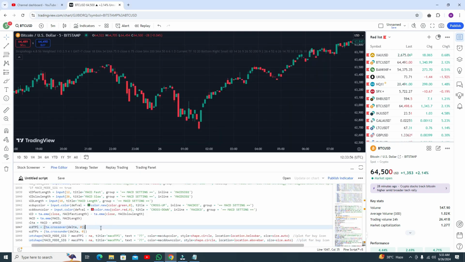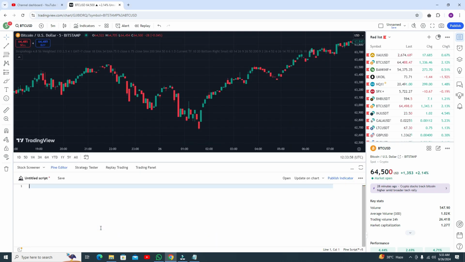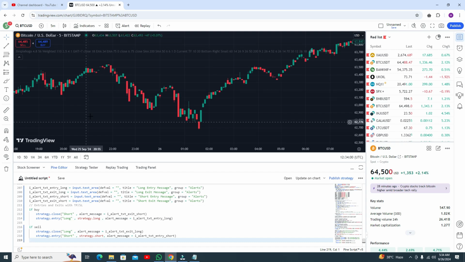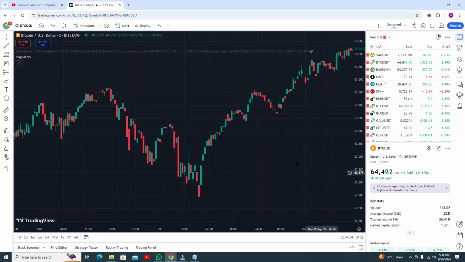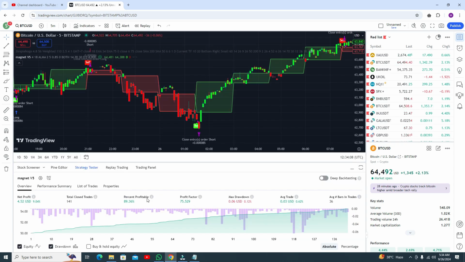Here you need to press Ctrl+A, remove all my code, and Ctrl+V, paste my new indicator code, and then click on add to chart. After clicking on add to chart, the indicator will look like this. Here you can see 89.35, but I will show you. I put a lot of effort into making this indicator, and it works on all timeframes.